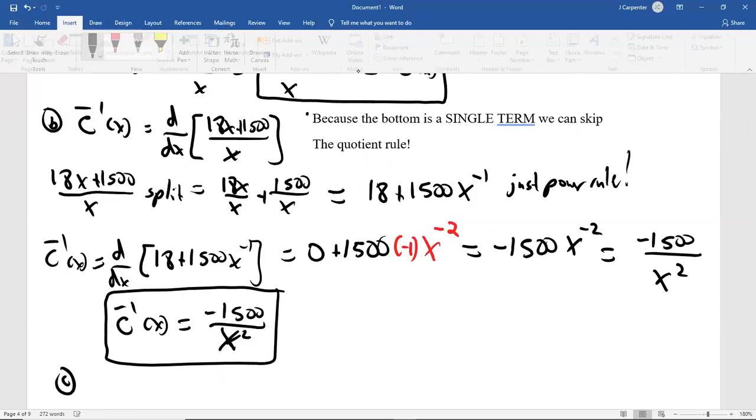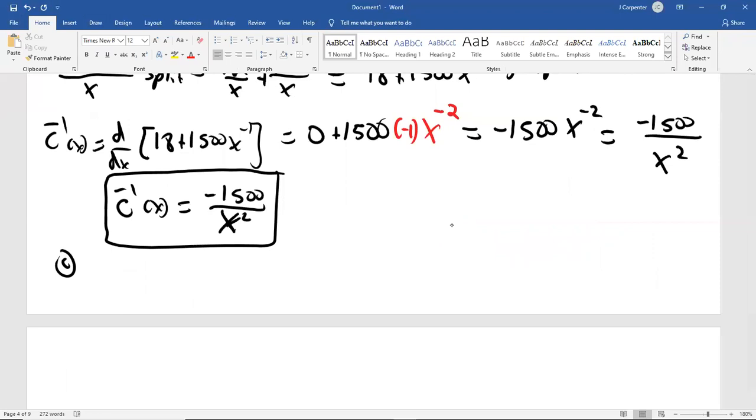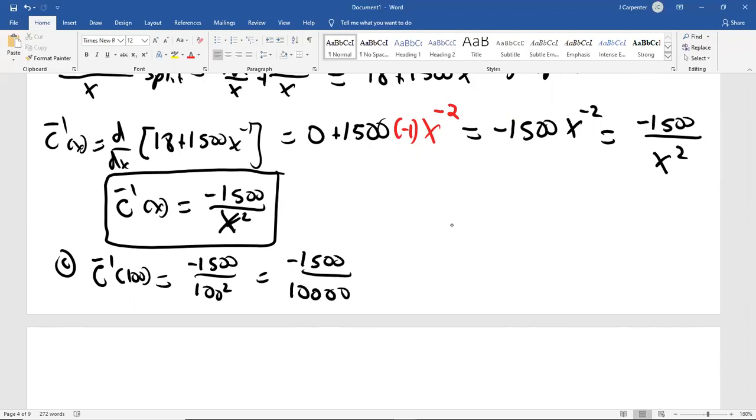So part C was, find the marginal average cost at x equals 100 and interpret. So what that means is we're going to plug in 100 here. So C bar prime of 100, which is negative 1,500 over 100 squared, which is negative 1,500 over a 1 with 4 zeros, just double the number of zeros. We can cancel two pairs of zeros, so that's negative 15 over 100. We can divide both of those by 5, so that's negative 3 over 20. Or if you like the decimal, that would be negative 0.15. There's a fraction, there's a decimal, doesn't matter which it is.